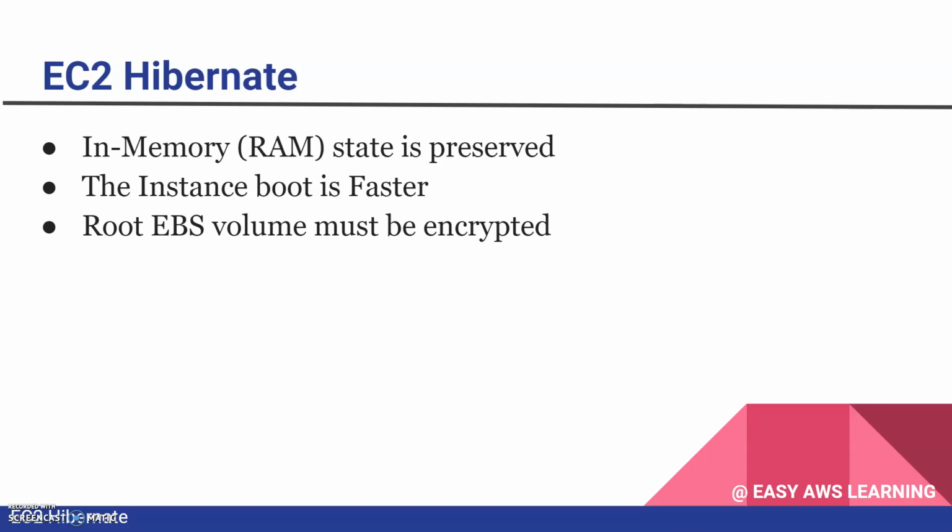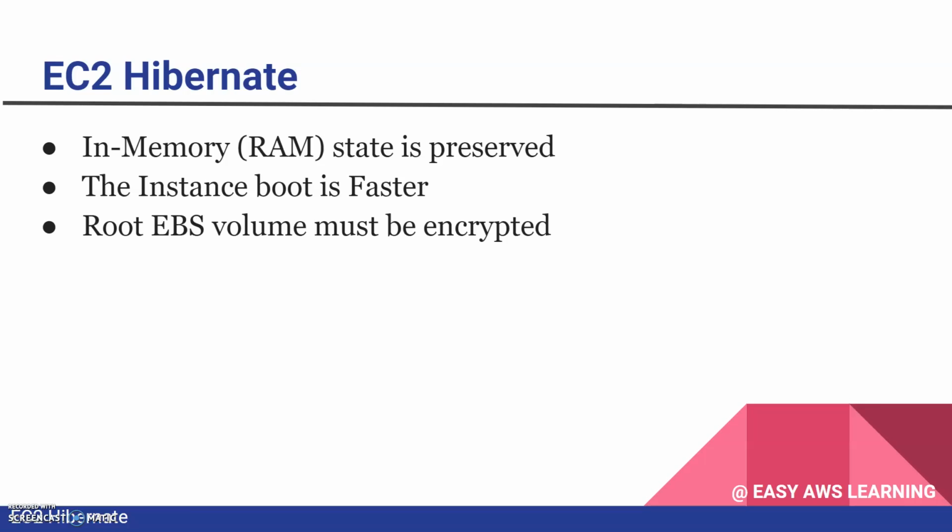And in EC2 Hibernate, the in-memory state gets preserved. It saves your RAM data into the EBS volume. Once your in-memory RAM data is stored in the EBS volume, it saves lots of booting time, so this will make your boot faster. In this case you require the EBS volume to be encrypted. That's a must.